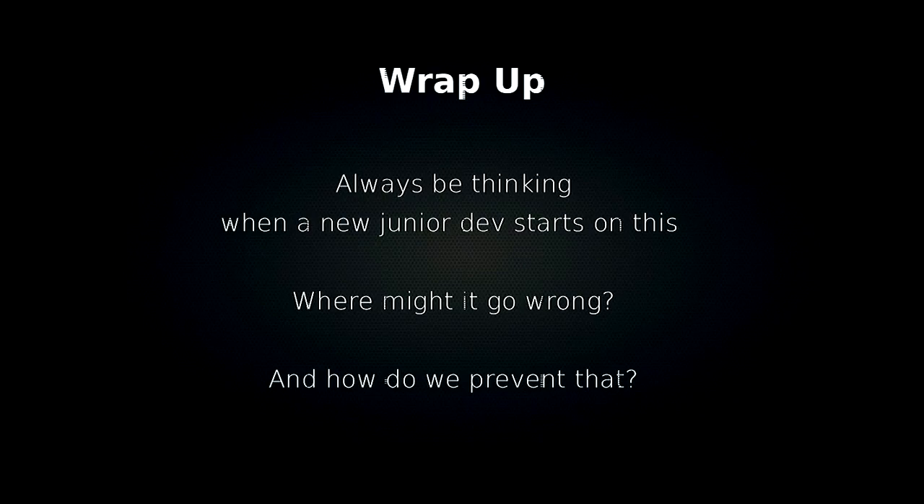So always be thinking, when you're designing your program, when a new junior developer starts, and he's going to be green, or she's going to be new, what might go wrong? Where are they going to make the mistakes? And then how can we design our program so that it's obvious the right way to do it, and the right way is the secure way, and the secure way is the easy way.